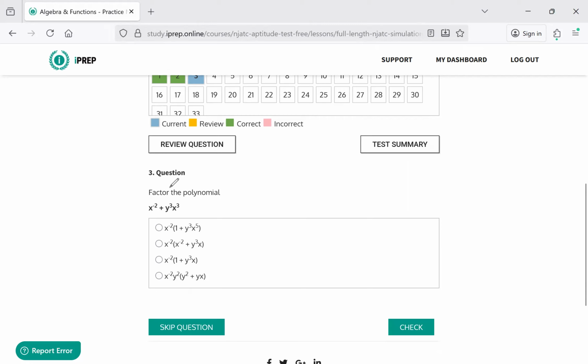So it's kind of like going backwards. They want it factored. Hold on. This is question 3. So we have x to the negative 2. That's not a positive 2. It's a negative 2 plus y cubed times x cubed. So we've got to factor out the GCF, greatest common factor.